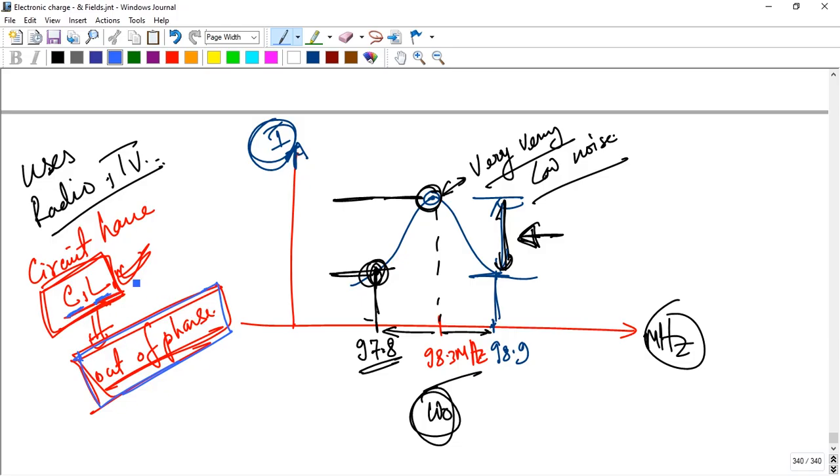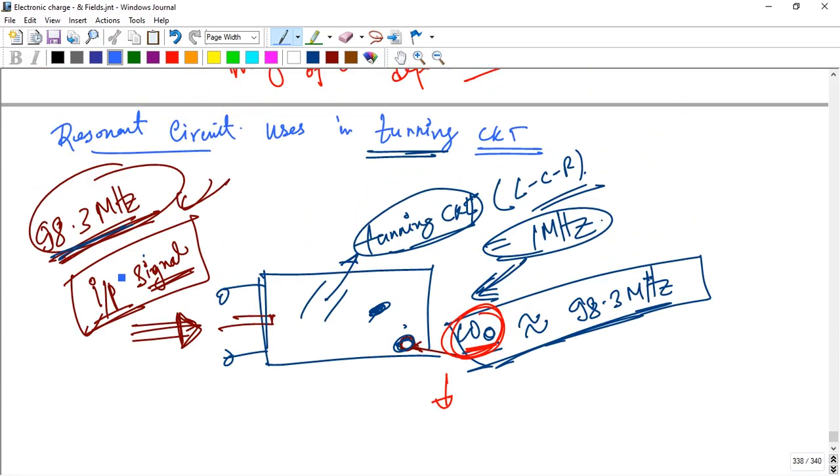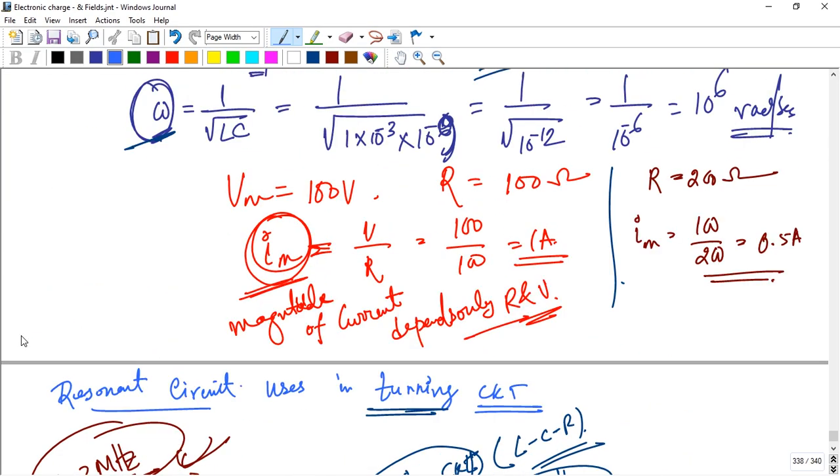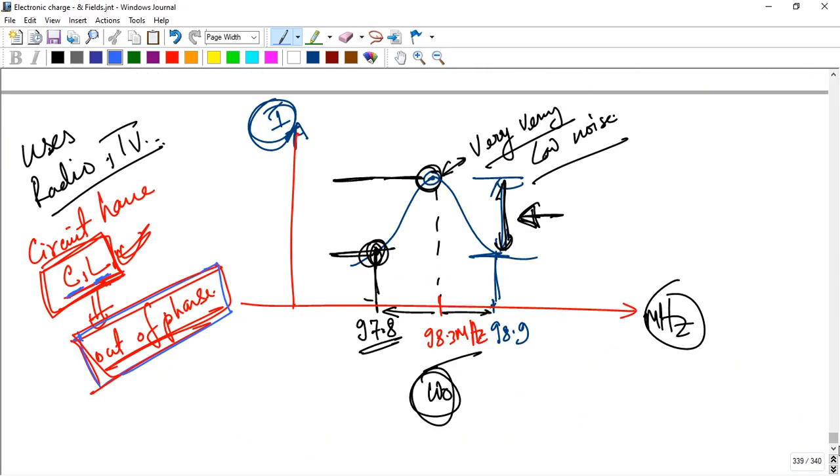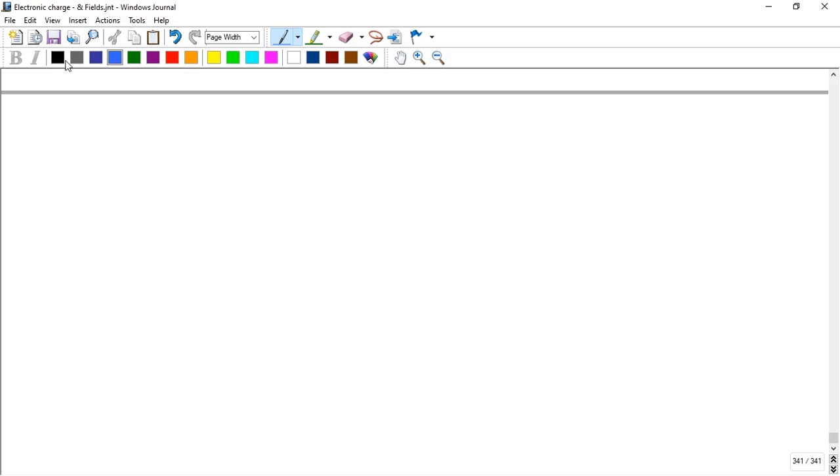Here is another important part, but it is excluded from our syllabus in the 2025 and 26 session. That is the sharpness of resonance. So here we discuss a little bit about the sharpness of resonance, and the sharpness diagram looks like this.